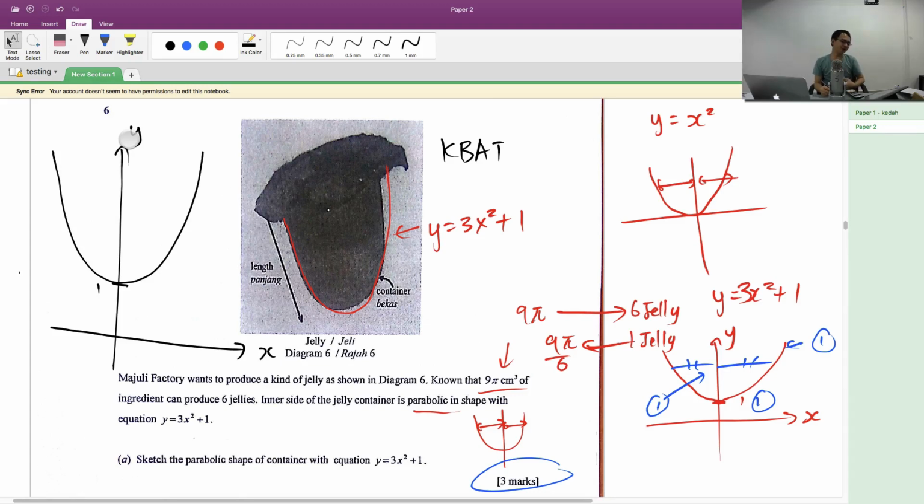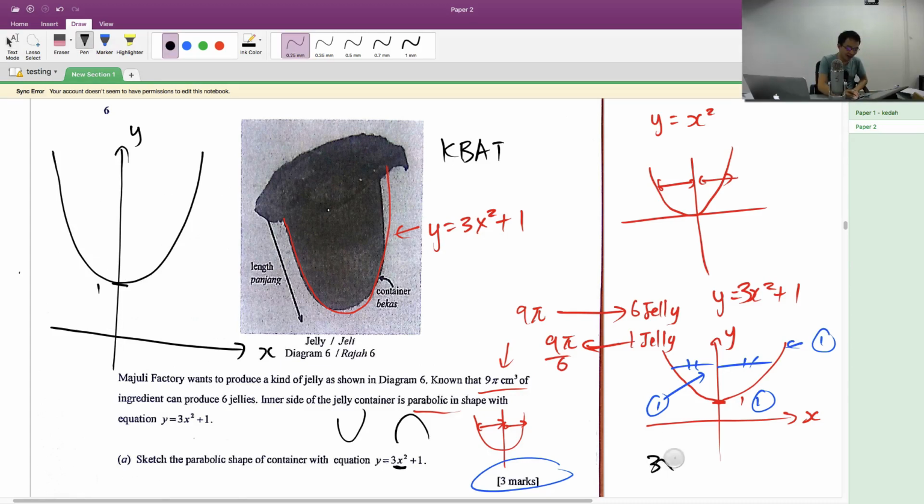Just in case you have no idea what the graph looks like, of course you can still put the coordinates onto it. But as an MF student, I highly recommend you actually understand the graph. If the x squared is positive, you have a U shape. If the x squared is negative, you have an N shape, isn't it? So plus 1 just means your whole graph is going up.